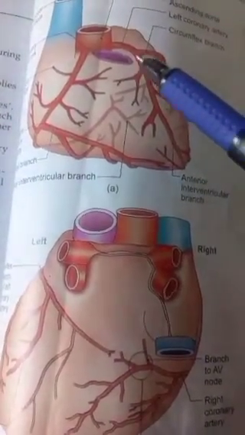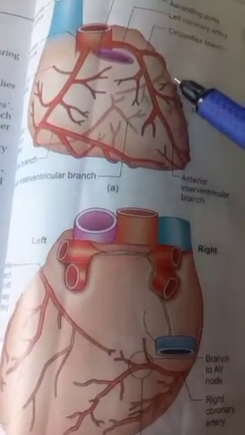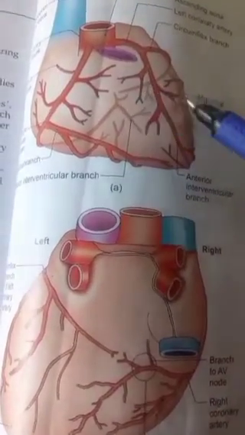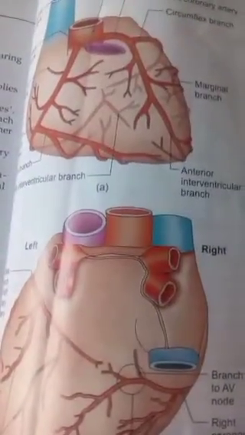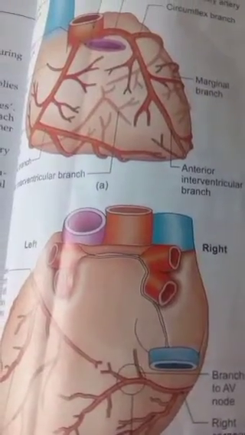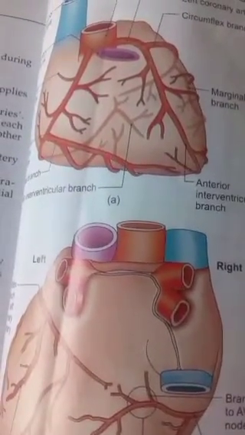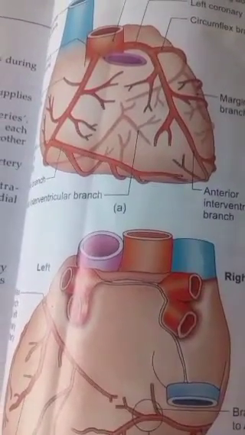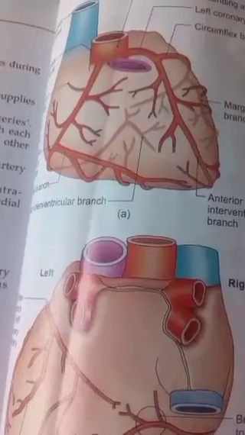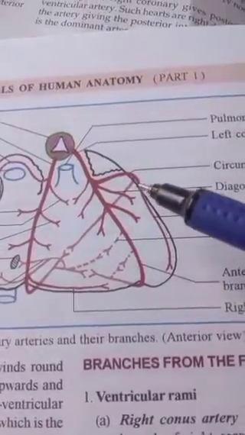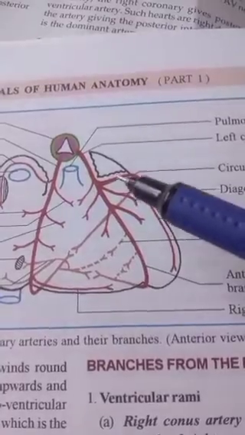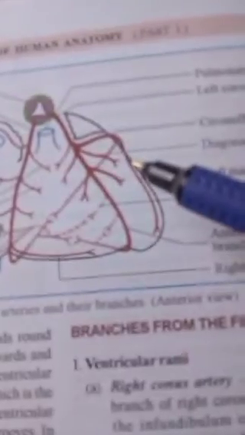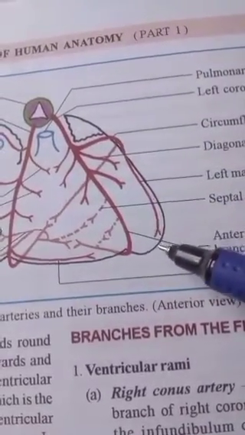The branches of the circumflex artery are marginal artery, ventricular branches, and atrial branches. Sometimes the circumflex artery also gives the sinoatrial nodal branch and posterior interventricular artery. The marginal branch of the circumflex artery, also called the left marginal artery, runs along the left border of the heart till the apex.